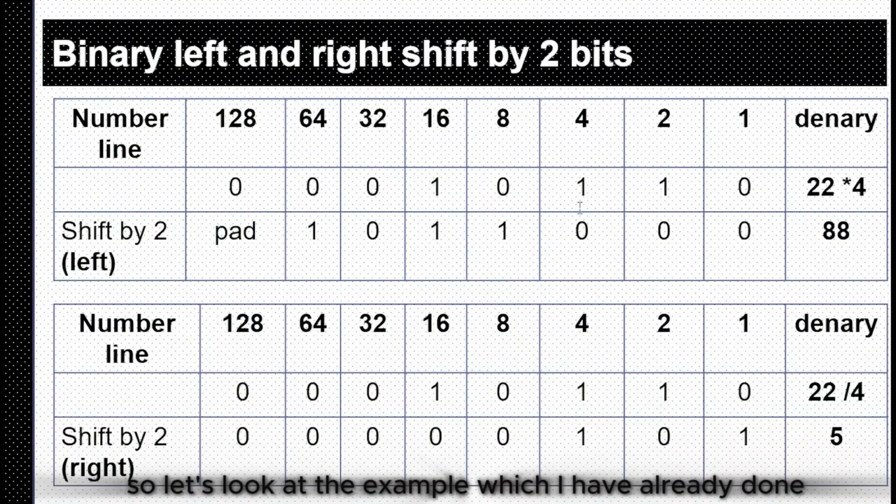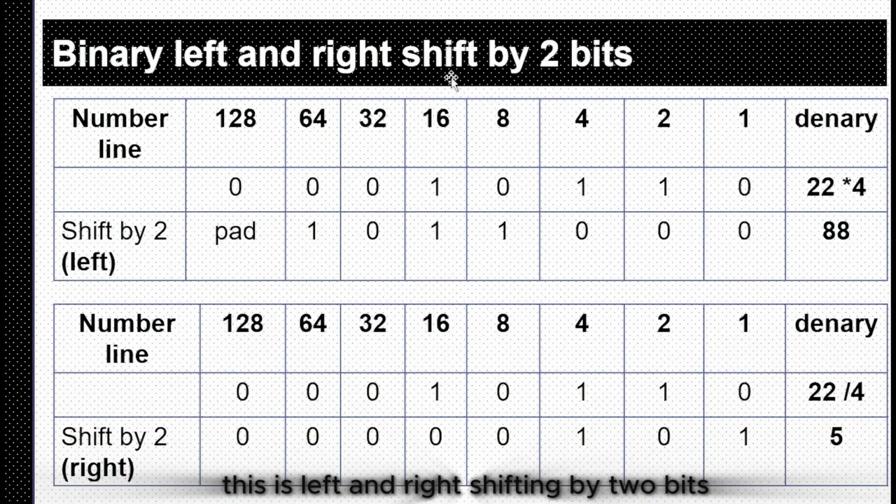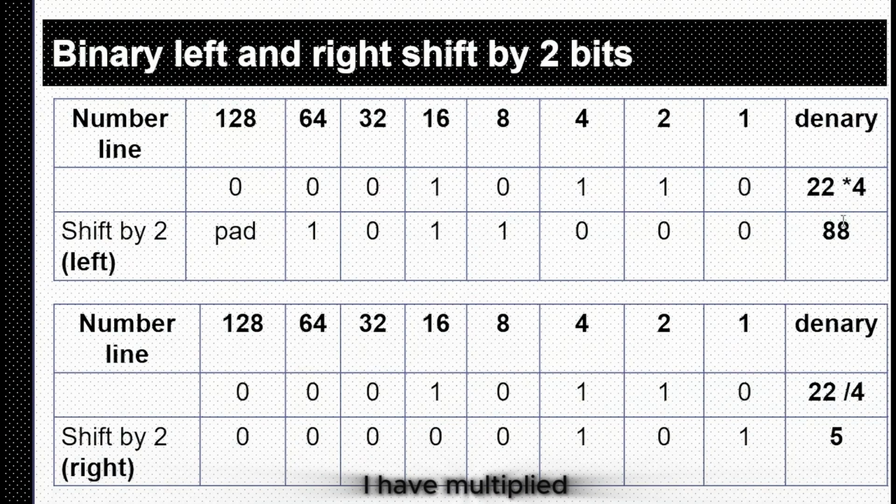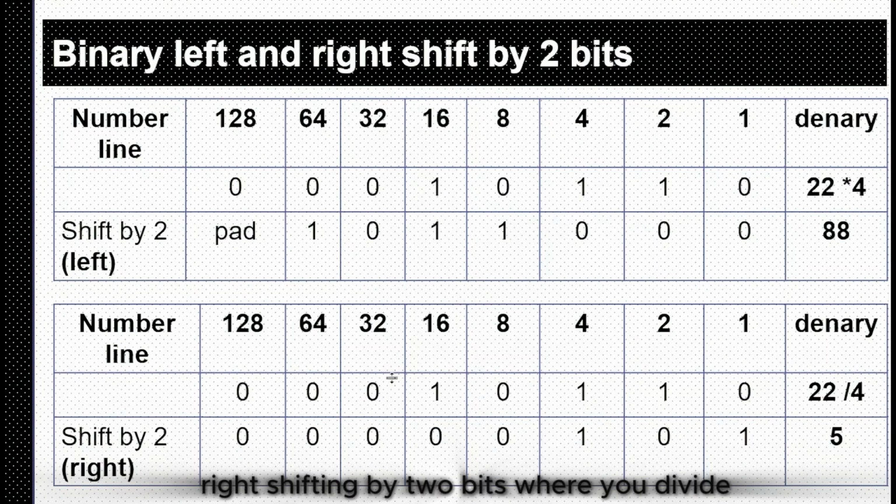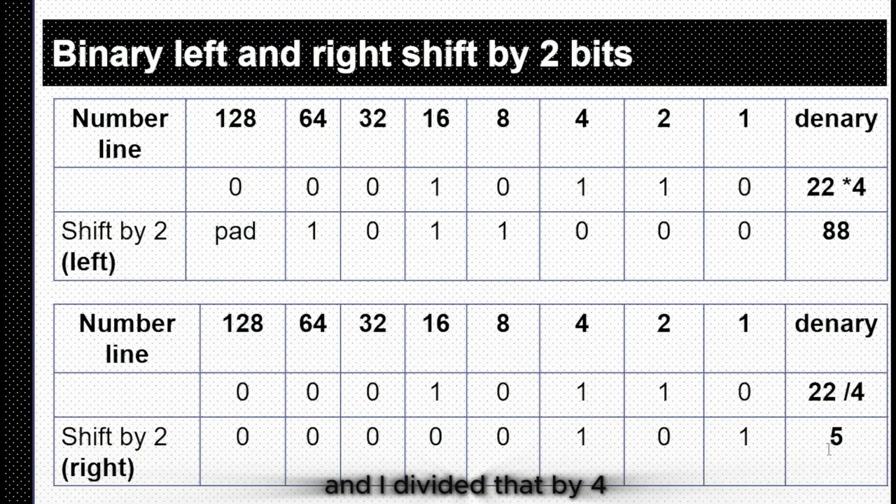So let's look at the example which I have already done. This is left and right shifting by 2 bits. So remember, 2 bits, you multiply that by 4. So as you can see, I have moved them. Then to check your answer, I have multiplied and it is 88. Similarly, the next one is right shifting by 2 bits where you divide, and I've divided that by 4, and you can see how the answer is. You can check your answer in this table form.